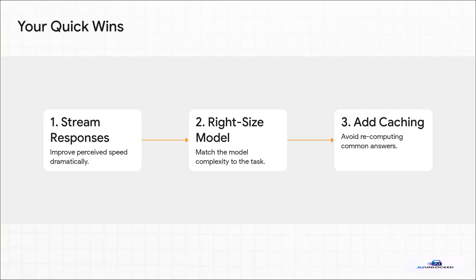First, implement streaming. It's a game changer for perceived speed. Second, right-size your model for the task at hand. And third, add a caching layer to stop doing the same work over and over. We're going to break down each one.